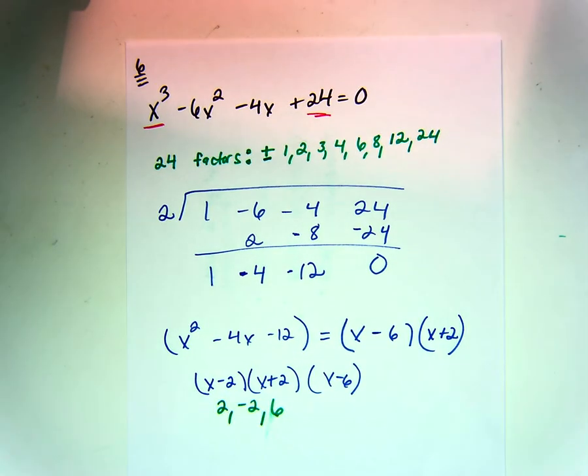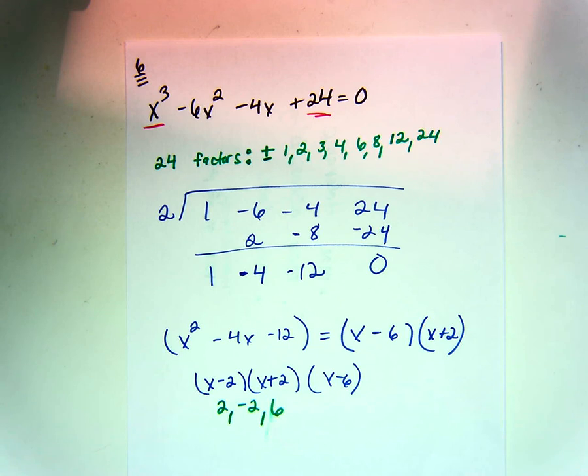Given to you, you had x cubed minus 6x squared minus 4x plus 24 equals 0. Well, I'm going to look at my first term and my last term, and I'm going to list all the factors of 24. I don't necessarily have to list the factors for the first term, because it's 1. So factors have to be both negative and positive. So I got +1, +2, +3, +4, +6, +8, +12, and +24. So you can have a better understanding, 1 times 24 is 24, 2 times 12 is 24, 3 times 8 is 24, and 4 times 6 is 24.